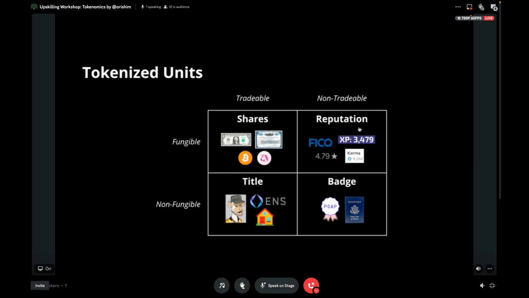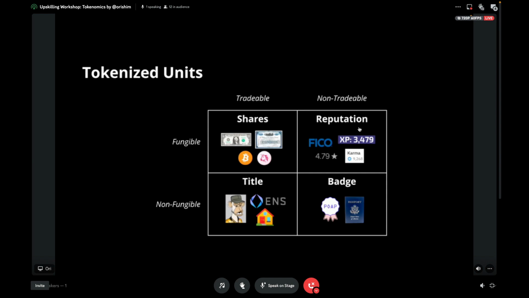Every one unit is like every other unit. My 0.01 Bitcoin is like your 0.01 Bitcoin. So that's what fungibility is, this exchangeability between units. And tradability obviously just means no one can prevent me from handing you $1 or from me transferring you a Uni token, right?